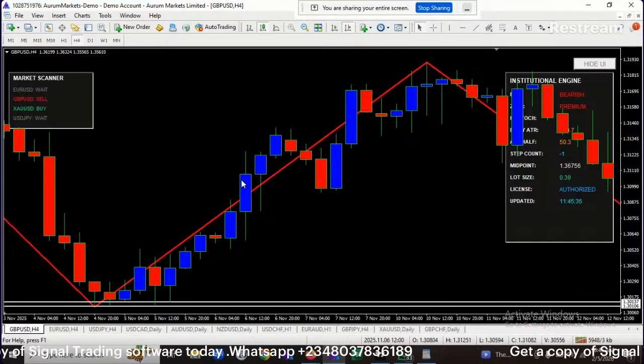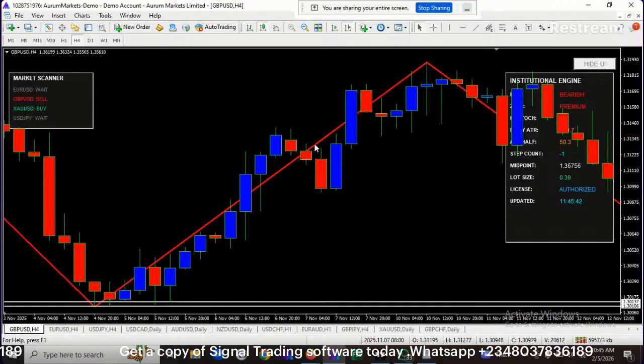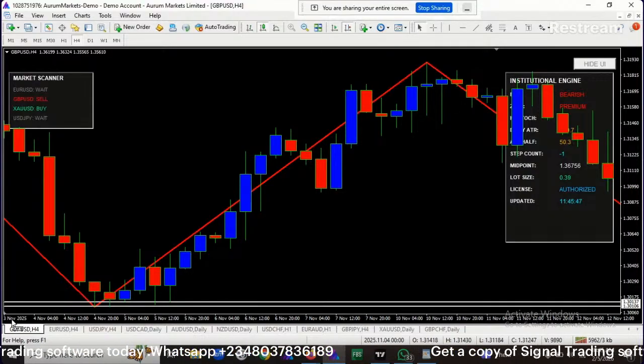Okay, is that clear? 4 hour, daily, and weekly. So that will be it for candlestick pattern. We've spent so much time on candlestick pattern, so let's look at the charts.